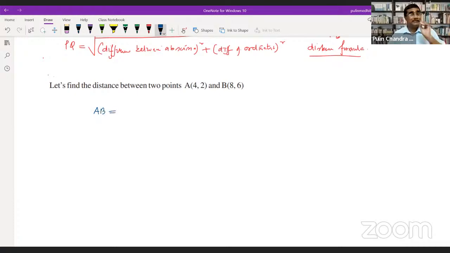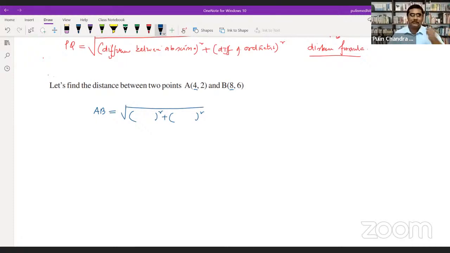Of course ye mera formal answer nahi hai, to main statement nahi likh raha. Formal answer mein ye bhi bolunga how to write the statements. So how we'll find it, kaise karenge? Difference between abscissa and difference between ordinate. Abscissa kya kya hai? 4 and 8. It is really no matter whether you take first 4 or first 8. Koi matter nahi hai, right?